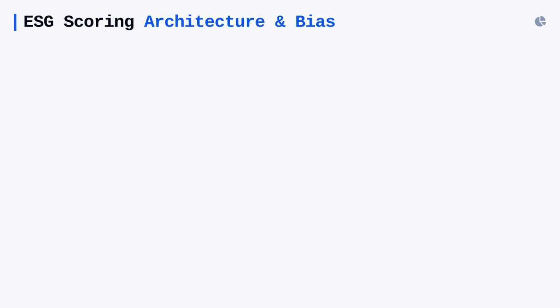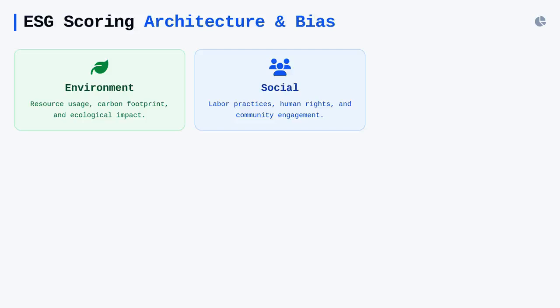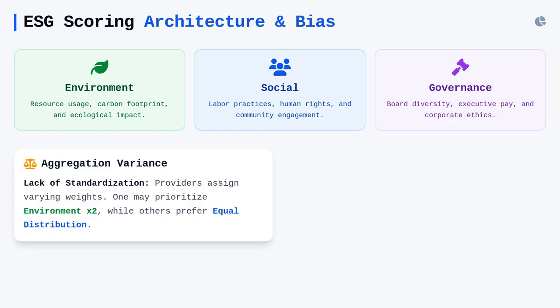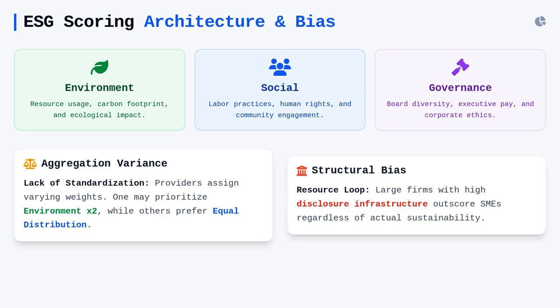The architecture of these scores is typically built upon the three core pillars of environment, social, and governance, but the aggregation process is far from standardized. A provider might decide that the environmental pillar should carry double the weight of the social pillar, while a competitor might advocate for an equal distribution across all three. Furthermore, the reliance on self-reported data introduces a feedback loop that often favors larger corporations with the resources to produce elaborate disclosure documents. Small to medium-sized enterprises often struggle to obtain high scores simply because they lack the transparency infrastructure expected by the rating agencies.